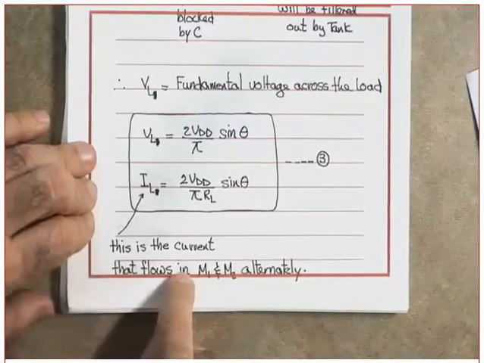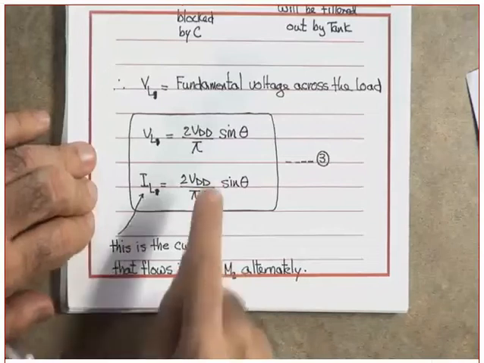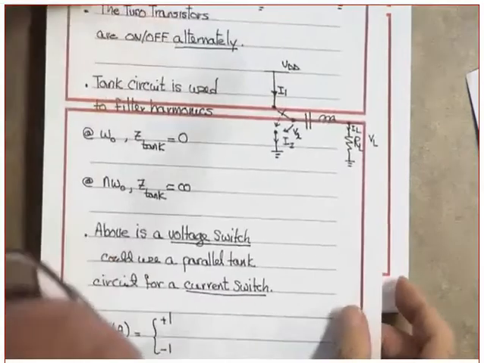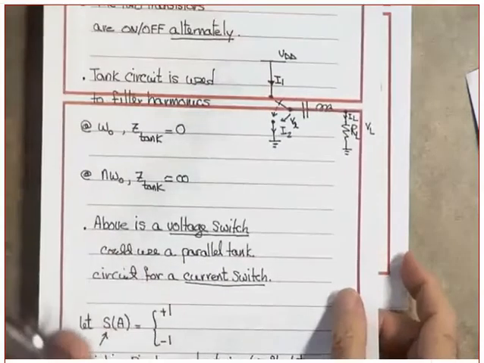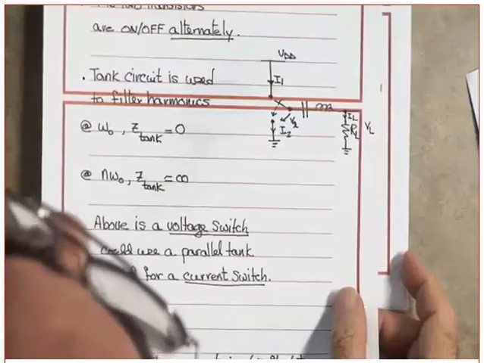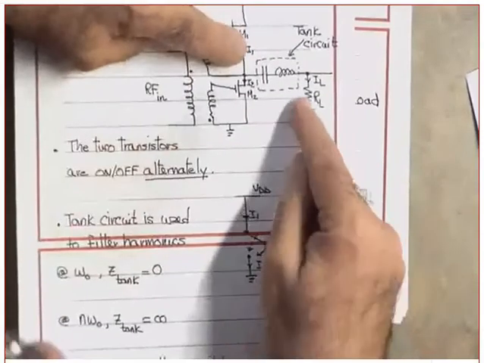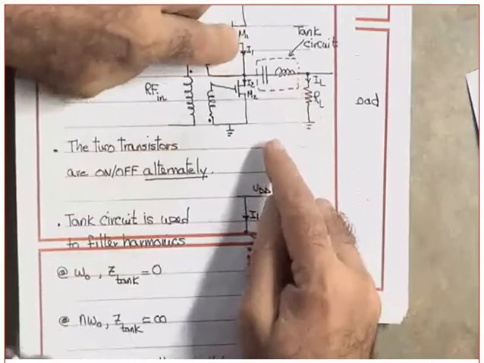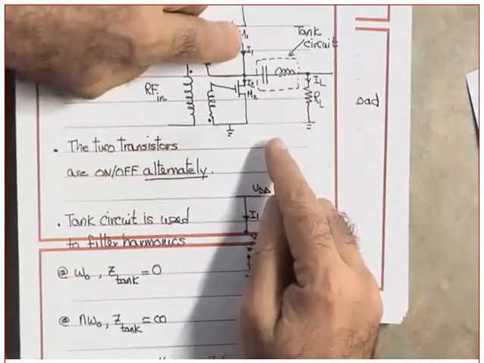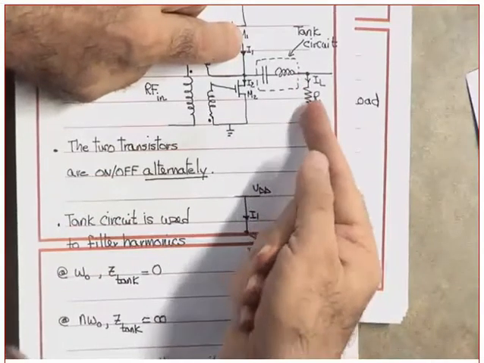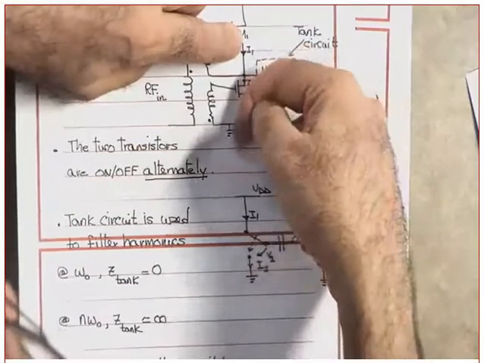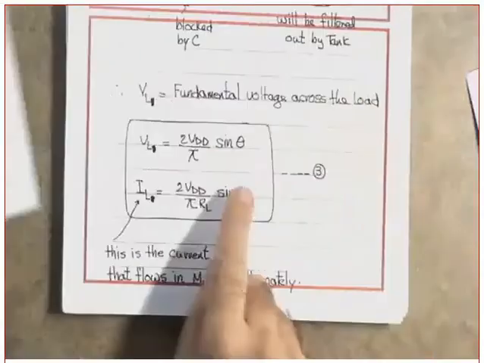Can you explain to me this statement? This is the current. When this one is off, what is the current that goes through the switch? And when this one is off, means what? Open circuit. This one is open circuit. Where is the current going to go to? This way. Which current? This current.